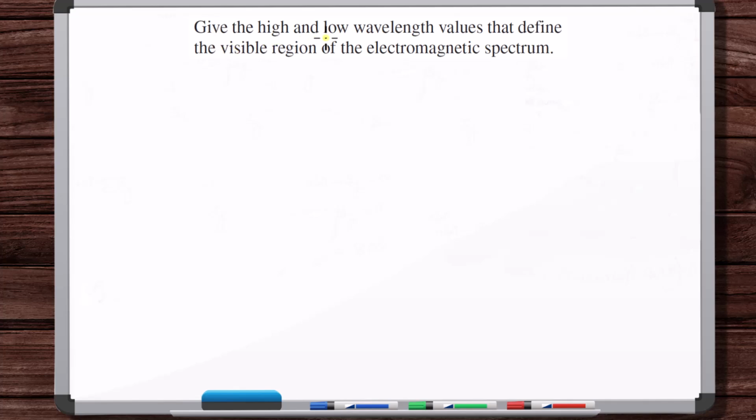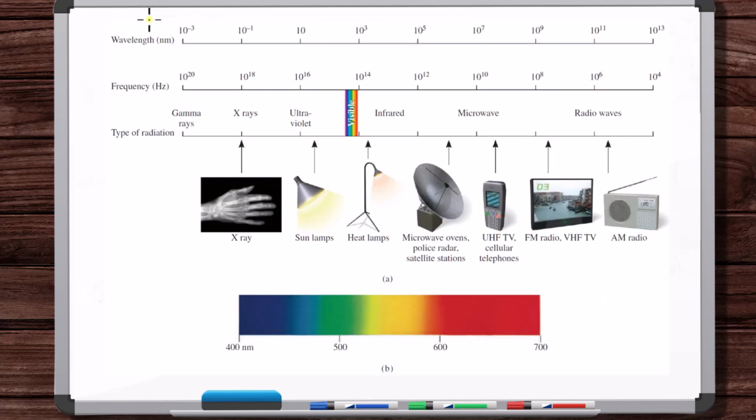Give the high and low wavelength values that define the visible region of the electromagnetic spectrum. So here is the electromagnetic spectrum. It goes all the way from nuclear decay, gamma rays coming out of a decaying nucleus, all the way to radio waves. It's the entire spectrum here. This is all electromagnetic radiation. It's the same physical thing here, electromagnetic radiation.